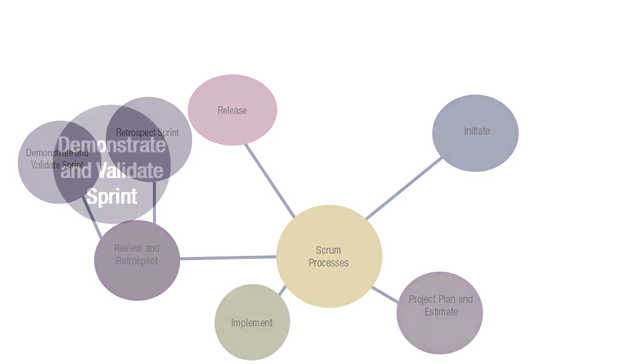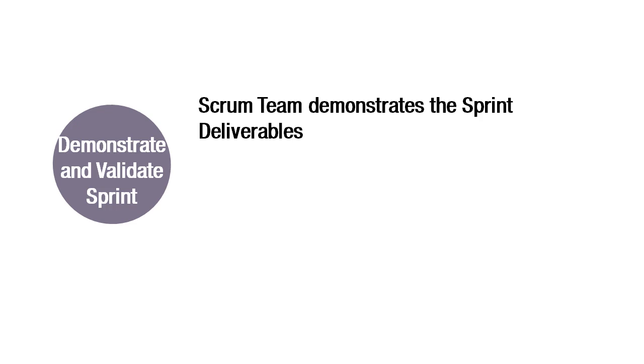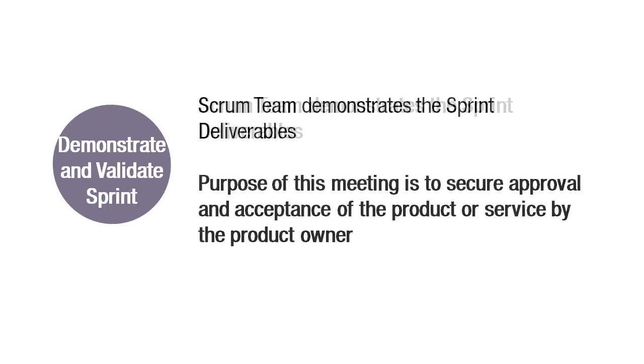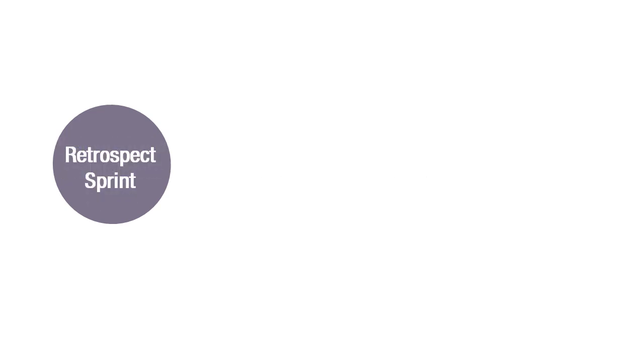The first one is demonstrate and validate sprint. In this process, the Scrum team demonstrates the sprint deliverables to the product owner and to the relevant stakeholders in a sprint review meeting. The purpose of this meeting is to secure approval and acceptance of the product or service by the product owner. The last process performed in the review and retrospect phase is retrospect sprint.